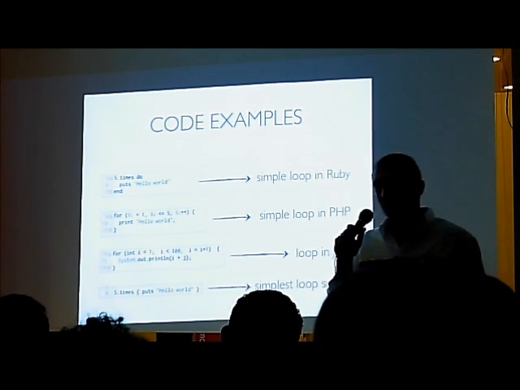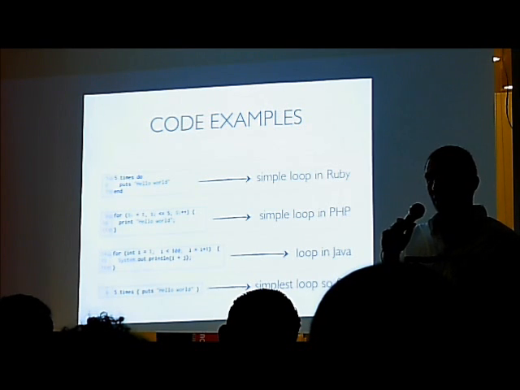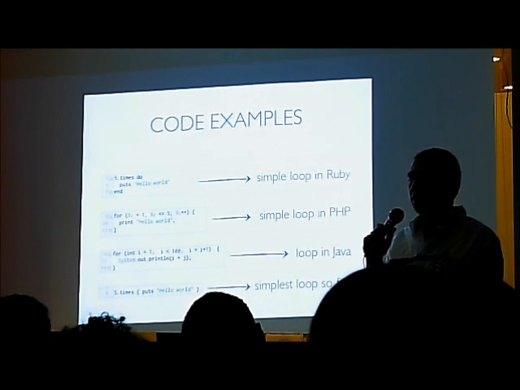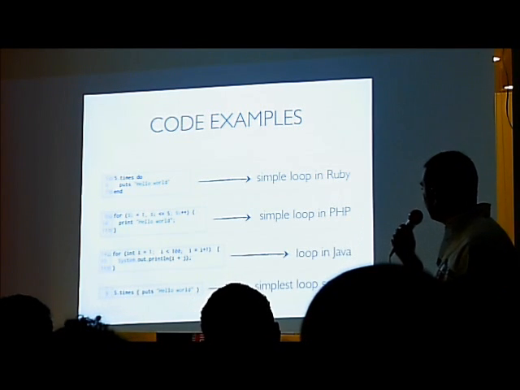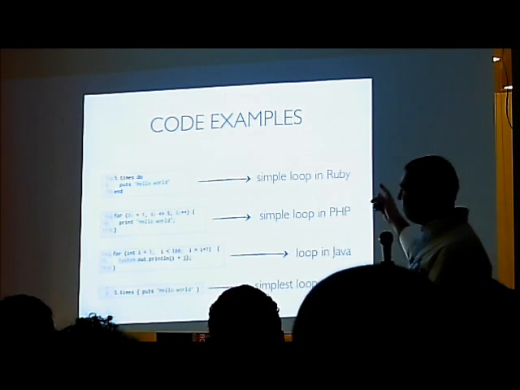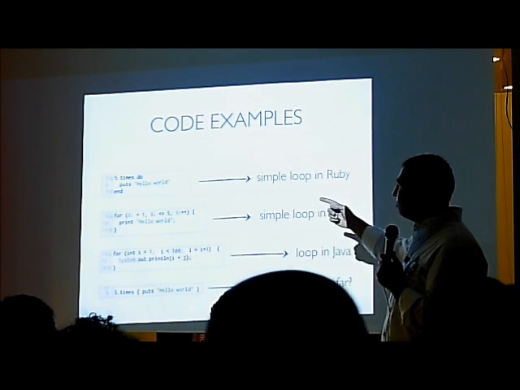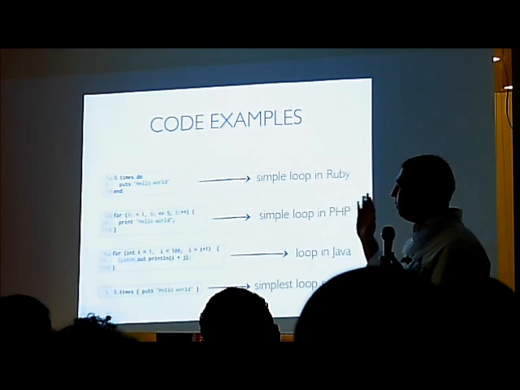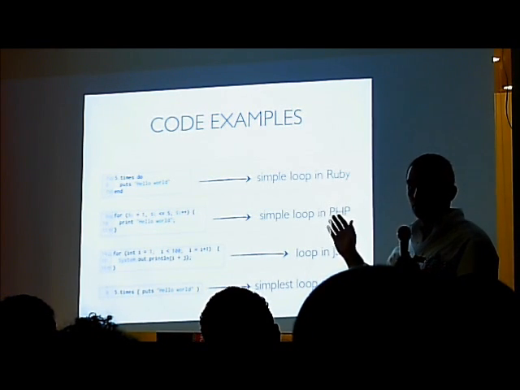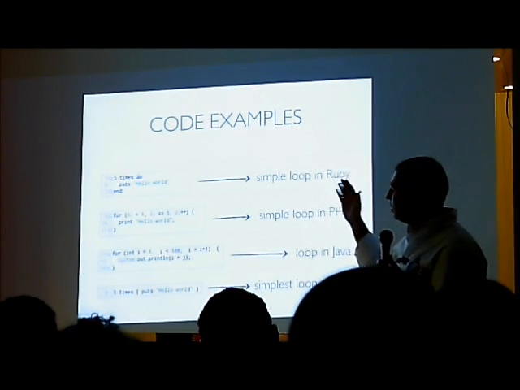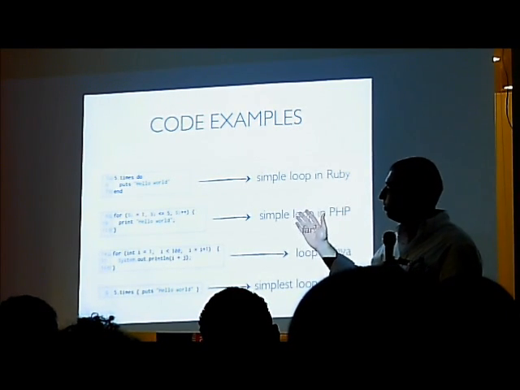This is exciting. I wanted to show you how loops are written in different languages, so I picked PHP and Java. The first one shows a simple loop in Ruby. You say 5 times and then do. You pass a block, and you pass your arguments, which prints hello world.